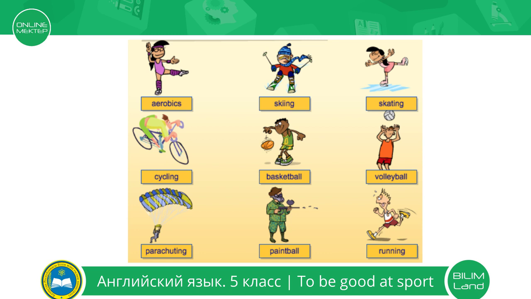Now let's revise what you have learned today. Look at the words from lesson 1. Which sport you are good at? To be good at aerobics, to be good at skiing, to be good at skating, to be good at cycling, to be good at basketball, to be good at volleyball, to be good at parachuting, to be good at paintball, to be good at running.